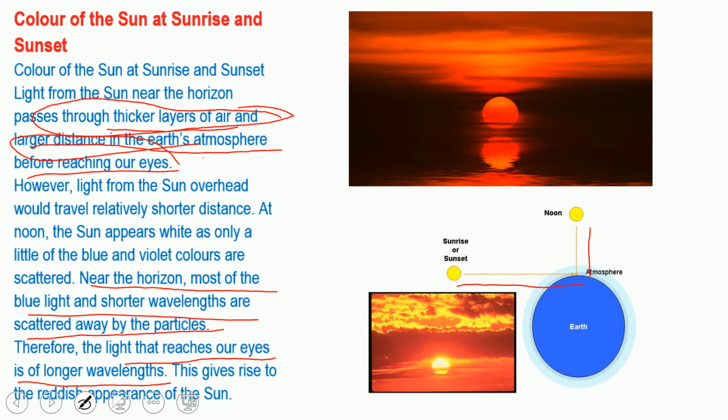So only that reaches our eyes. The light that reaches our eye is of longer wavelength, that is red, giving the reddish appearance of the color. All of you, this is very important. It can be asked as a short note, give reason, etc.